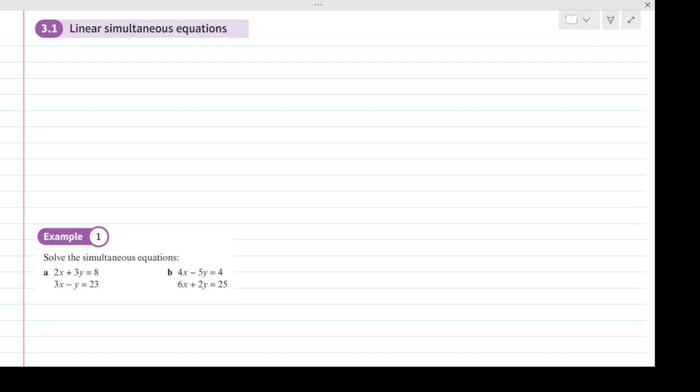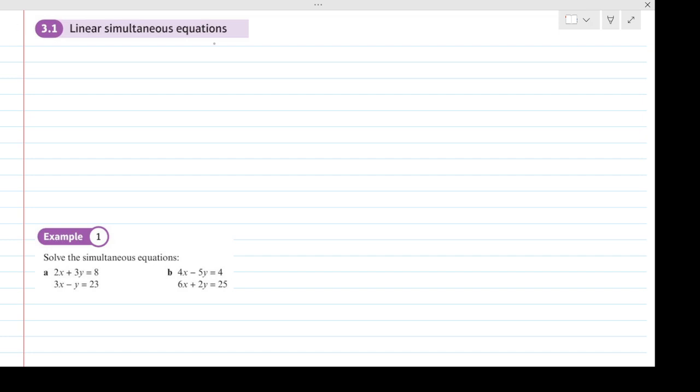Hello. So in this chapter, we're going to look at solving more types of equations and inequalities. In particular, we're going to first look at linear simultaneous equations. You would have seen this at GCSE, but simultaneous equations, essentially, are where we have multiple equations with the same variables.